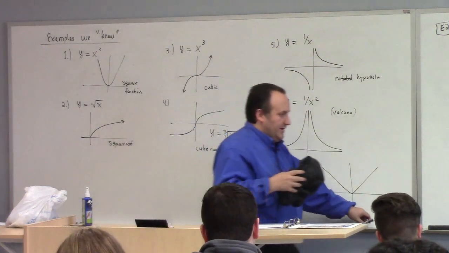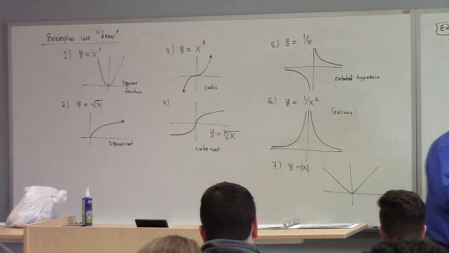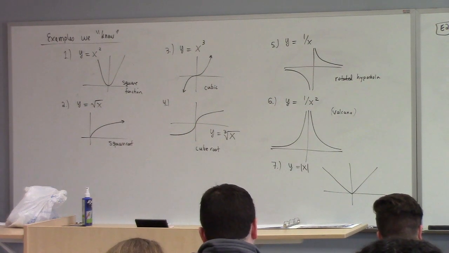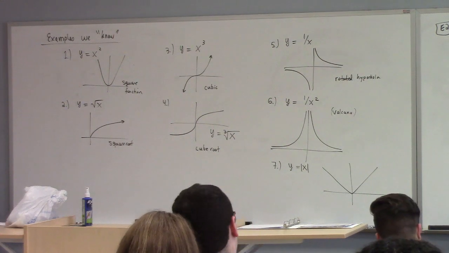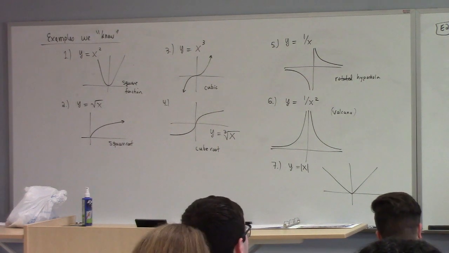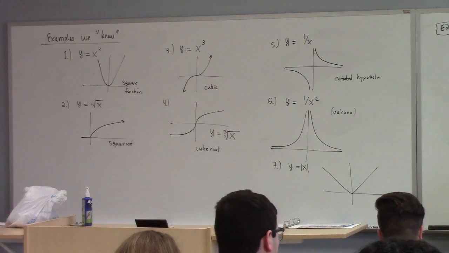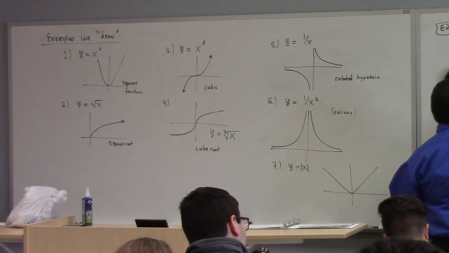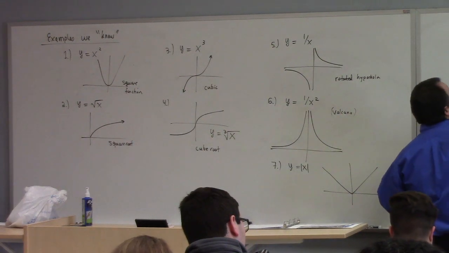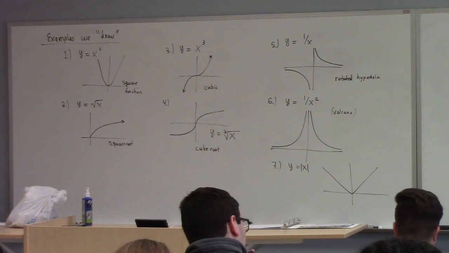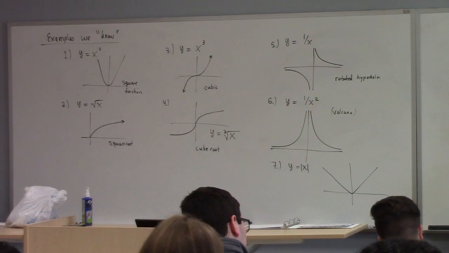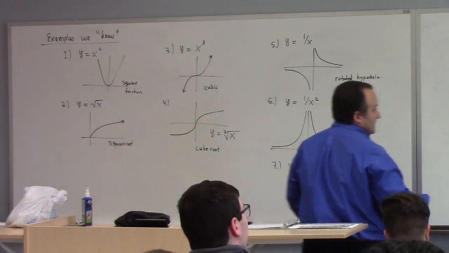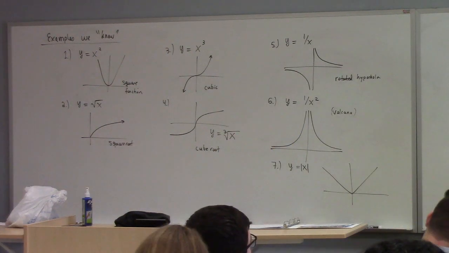But what I want to tell you about now is that we can take these formulas and adjust them ever so slightly and make all kinds of new graphs. This is called transformations, graphing by transformations. So how do we graph by transformations? Well, let me show you. Example 4, I guess.